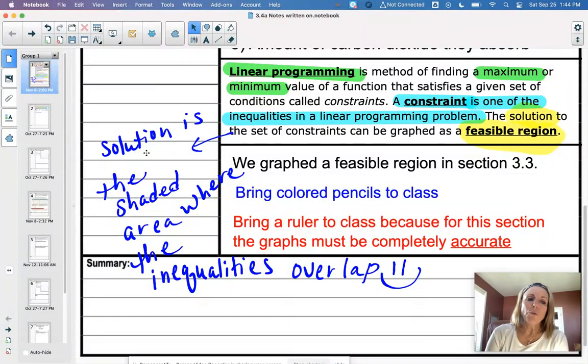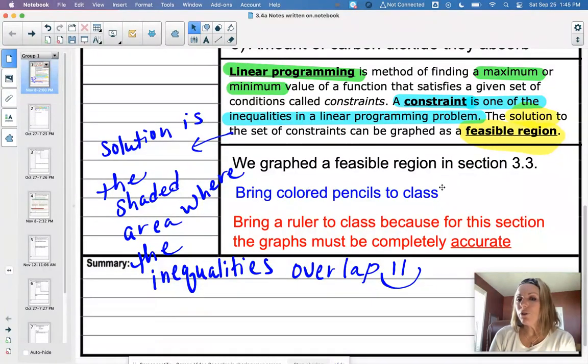So over here, I wrote the solution, because we talked about a feasible region, which is a solution. The solution is the shaded area where the inequalities overlap. And we did that in 3.3. So a lot of this is really a review of 3.3, but it's much more involved because we are using word problems and we are creating the constraints and then graphing.